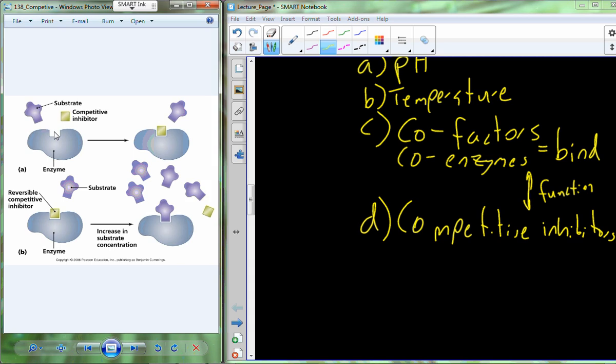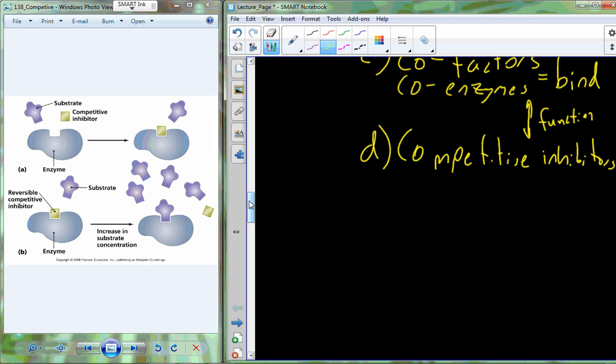The higher the concentration of the competitive inhibitor, the more likely that the competitive inhibitor is going to bind up at the active site, and it's going to block the function of that enzyme. And that's why we call it an inhibitor, because it prevents the function of the enzyme. So a competitive inhibitor is simply going to compete for the active site.